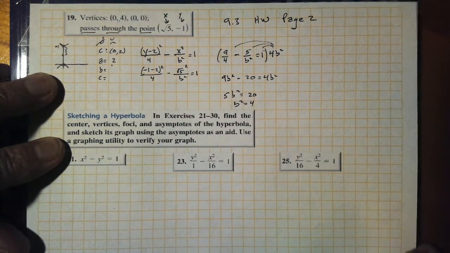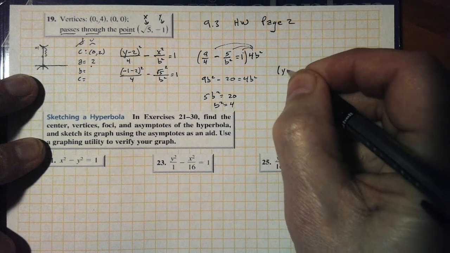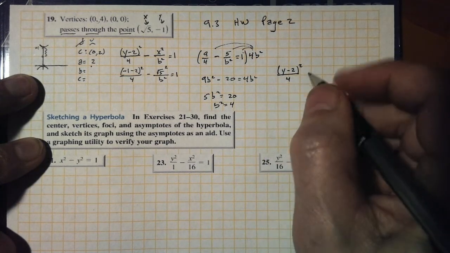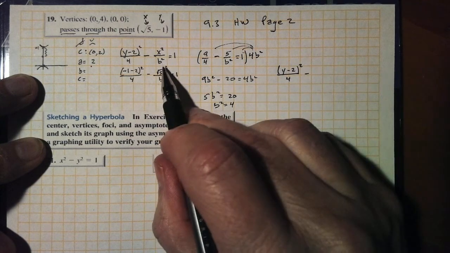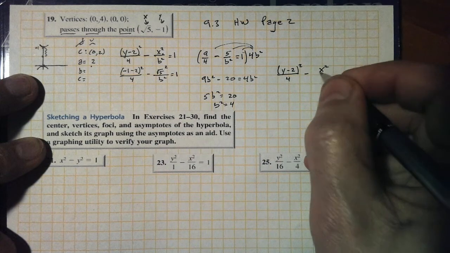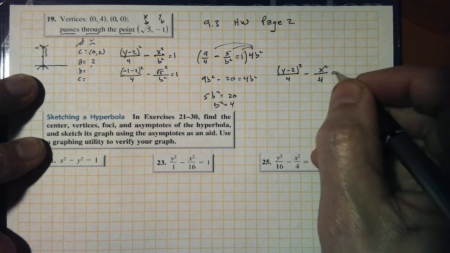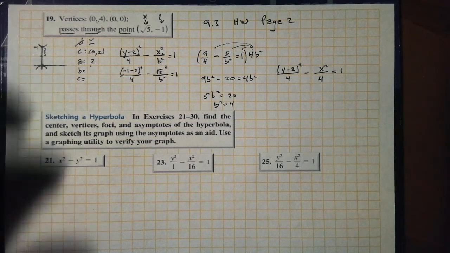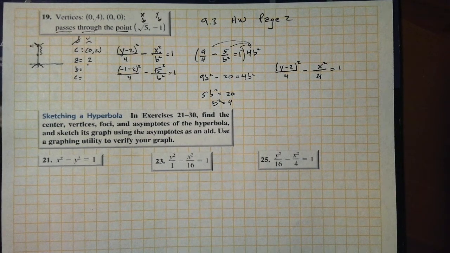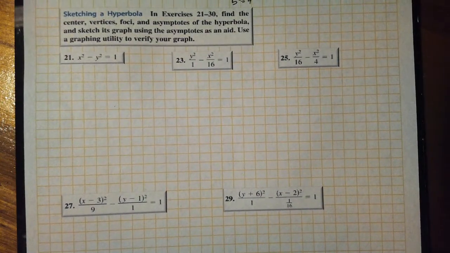Final answer. I'll clean it up and put it out here. Y minus 2 squared on 4 minus plain old x squared on b squared. B squared is 4. Don't square it again. Equals 1. And there it is. All right. So this is kind of the whole ball of yarn here.